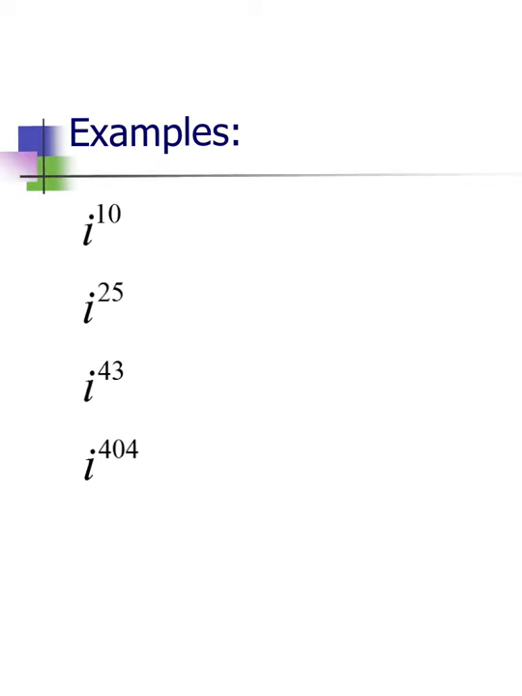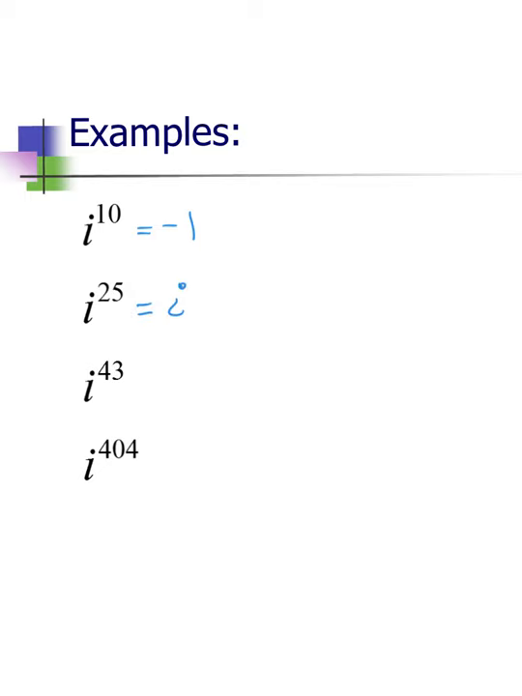So if we look at number 1, if I wanted to reduce I to the 10th power, I would hit math, I would go over to num, I would pick choice 3, I would hit second decimal, that gives me my I, then I would hit the caret button, then I would type in a 10, and you should get -1. If I look at number 2, it says I to the 25th power. So again, it's math, go over to num, go down to choice 3, which is I part, hit second decimal, then hit caret, then hit 25, and you should get I.